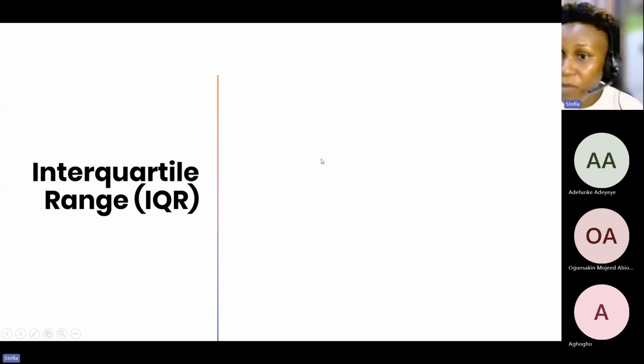So for today, like I said, we'll look at the interquartile range. The interquartile range is a very, very important statistic.